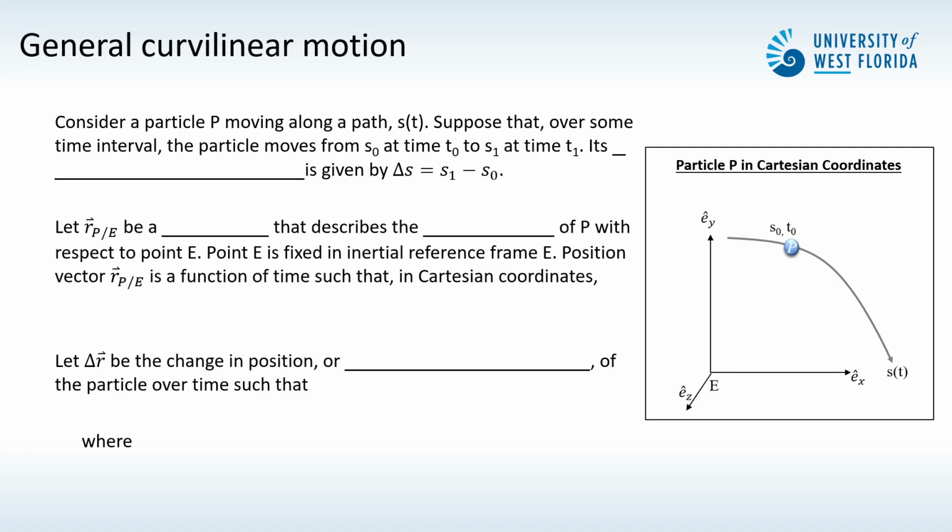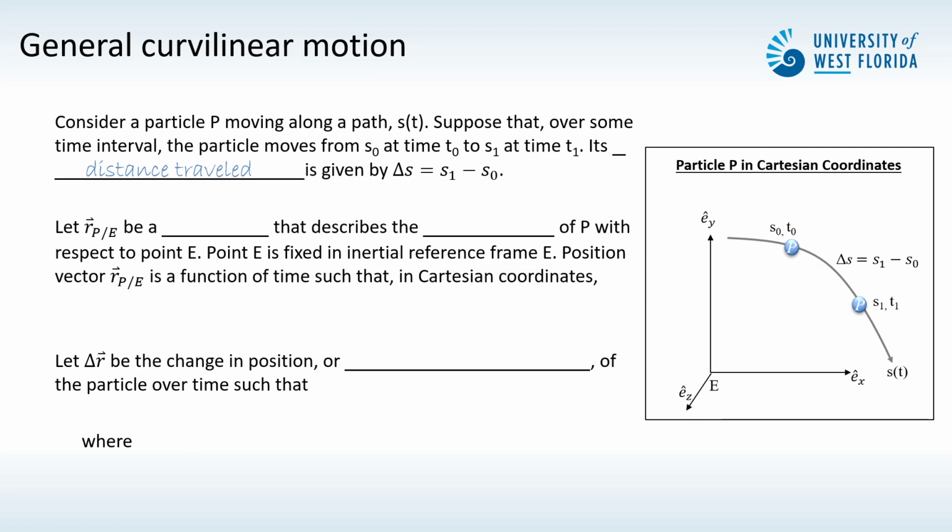Position, velocity, and acceleration are related, and there are three basic kinematic equations that can help us understand how. I'm going to do a quick derivation of these equations. Although I want you to see it once, I will never ask you for a derivation on a quiz or exam. So to start, consider a particle p moving along a path s of t. Suppose that over some time interval, the particle moves from s naught at time t naught to s1 at time t1. Its distance traveled is given by delta s equals s1 minus s naught.